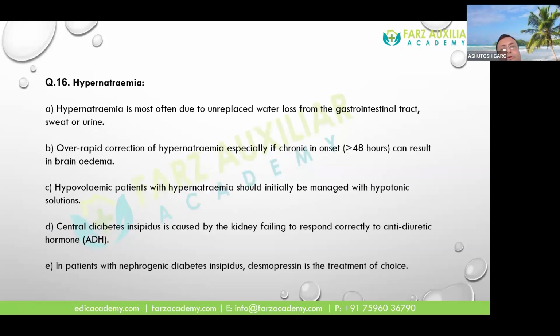Hypernatremia is most often due to unreplaced water loss from GI tract, sweat or urine. Over rapid correction of hypernatremia, especially if chronic in onset, can result in brain edema. Hypovolemic patient with hypernatremia should initially be managed with hypotonic solution. Central DI is caused by kidney failing to respond correctly to antidiuretic hormone. In patient with nephrogenic DI, desmopressin is the treatment of choice. So what is your answer?